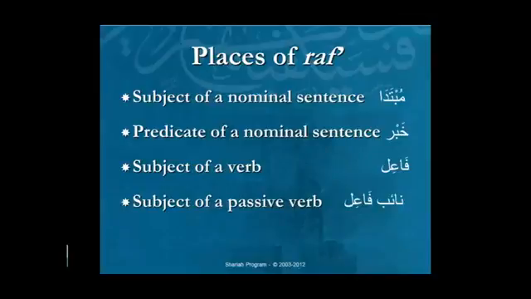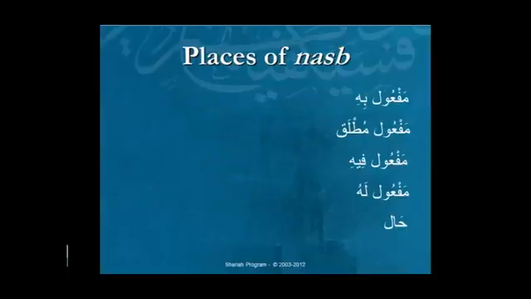So that also belongs to rafa. So we have 4 currently in the rafa, and now we're filling the slots, and we're going to get as close to 22 as we can. So now moving into the places of nasab, we have the first one, which is the object of the verb.